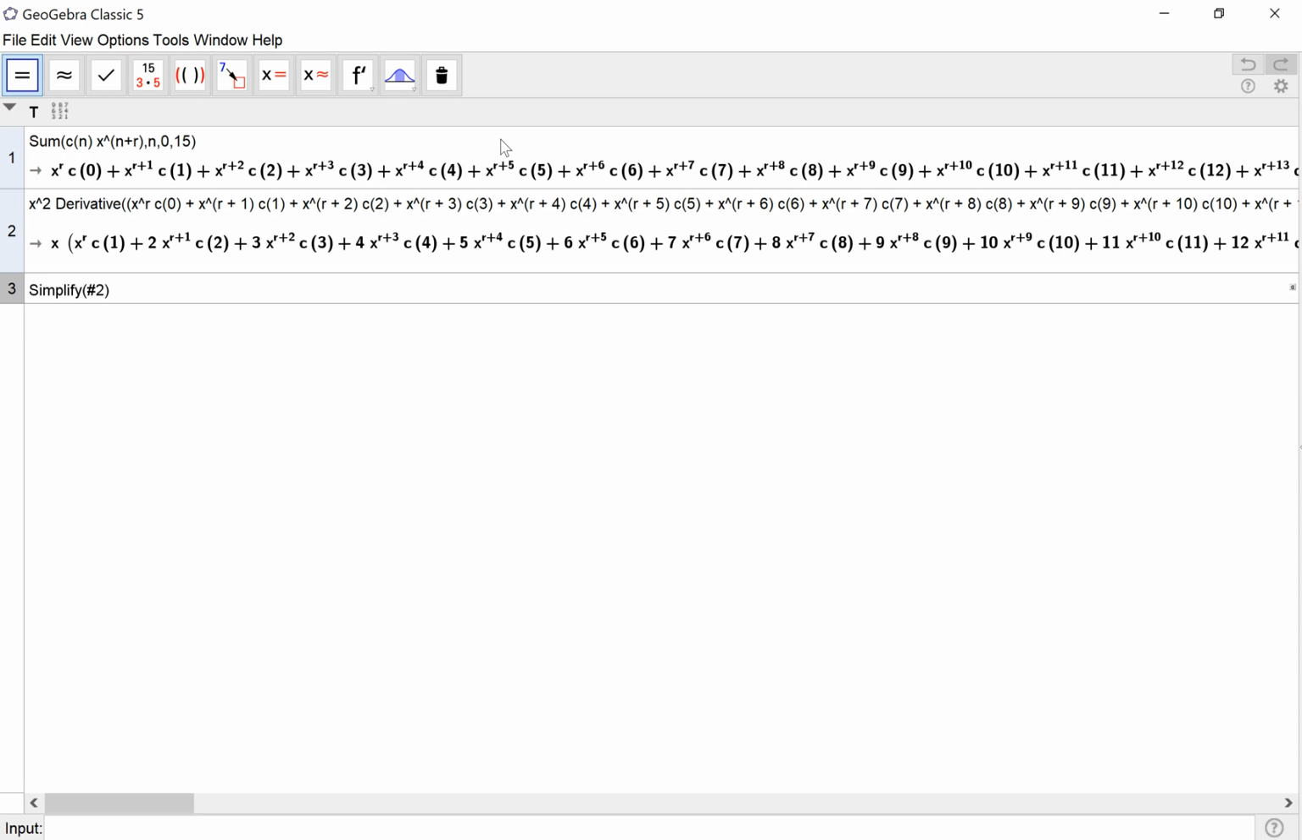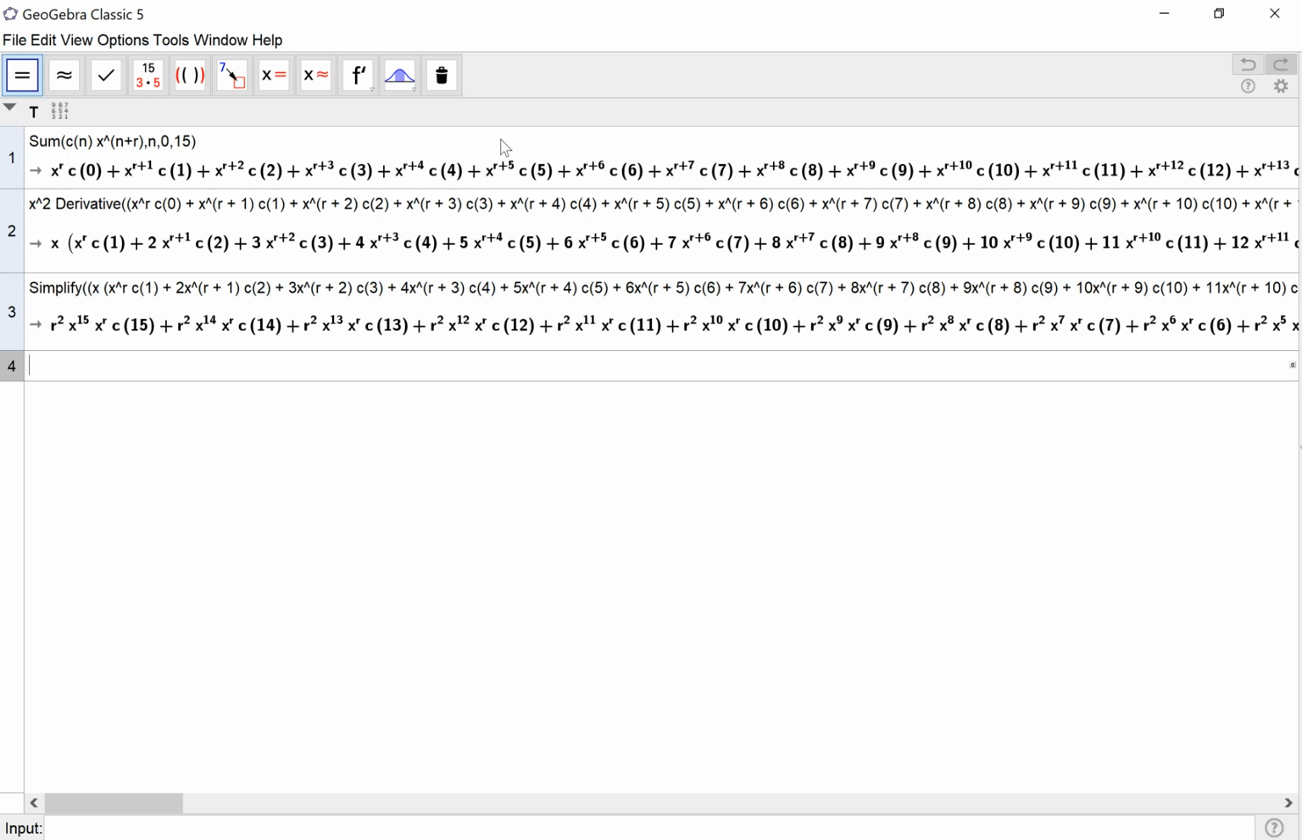Again, it might take a second because it's a long polynomial, so it takes a little effort for GeoGebra to do it. So we'll be patient. There it is. So notice that in each of those terms, it's popped off an x to the r.